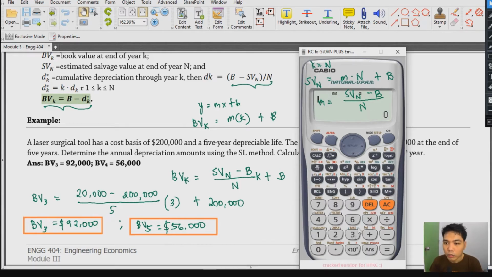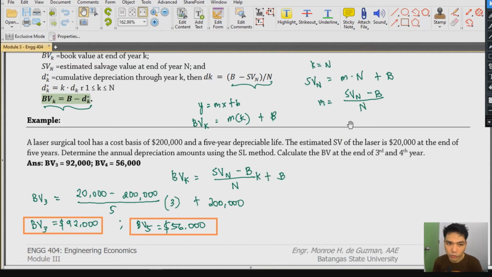So for example, we have the book value that's 92,000 in the third year. So you could just say that the depreciated amount would be 200,000 minus 92,000. Okay, so that amounts to $108,000, and that is your depreciated amount. Okay, so that's it for the straight line method.